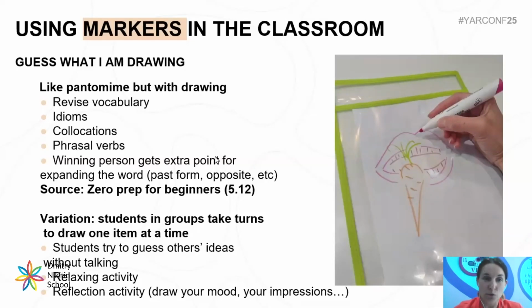Students can also work in groups, and in this way, it can be used as a relaxing activity when one student uses only one item, draws one item at a time, like a line or an object, if it's a big picture. Students do not discuss what they're drawing. They do not talk. It's a silent activity. But they try to guess their partner's ideas. And it can be used as a reflection activity, like draw your mood today, or draw your impressions from the lesson or from the program.